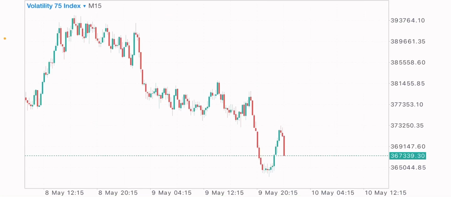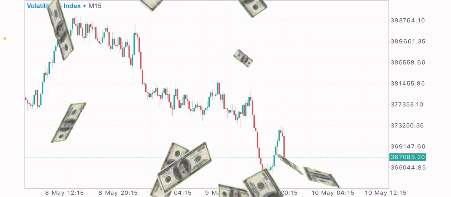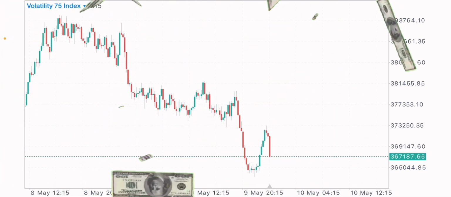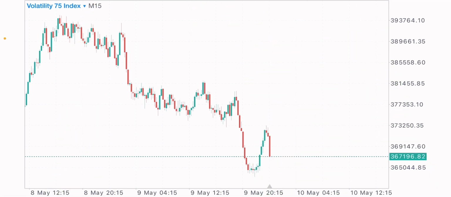And here I'll be sharing with you guys the strategy I use in trading the Volatility 75 index, and I've been very profitable trading this market using this strategy. And we will as well be having a top-down analysis on the 75 index.